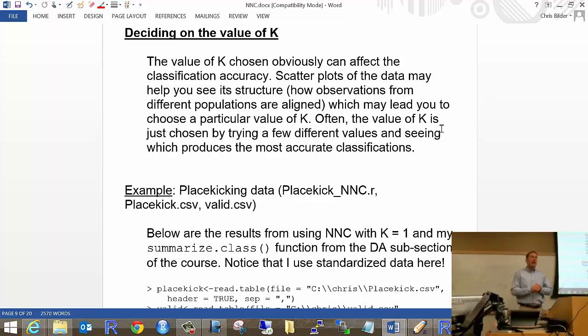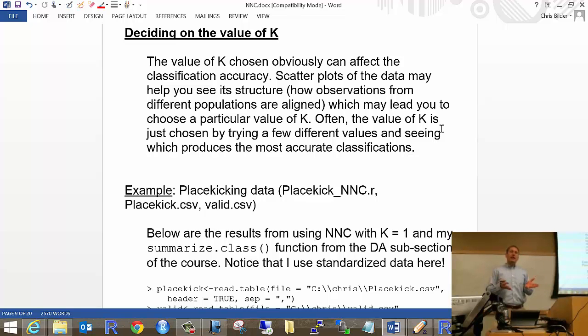Now, obviously, if you have a data set of 1 million in size, do you want to do k equal 1 to 1 million? No. So, I mean, you have to draw the limit someplace. And so, what I'm going to show you shortly with the place kicking data set, I said, well, why don't we just go up to k equal 10 and try that.